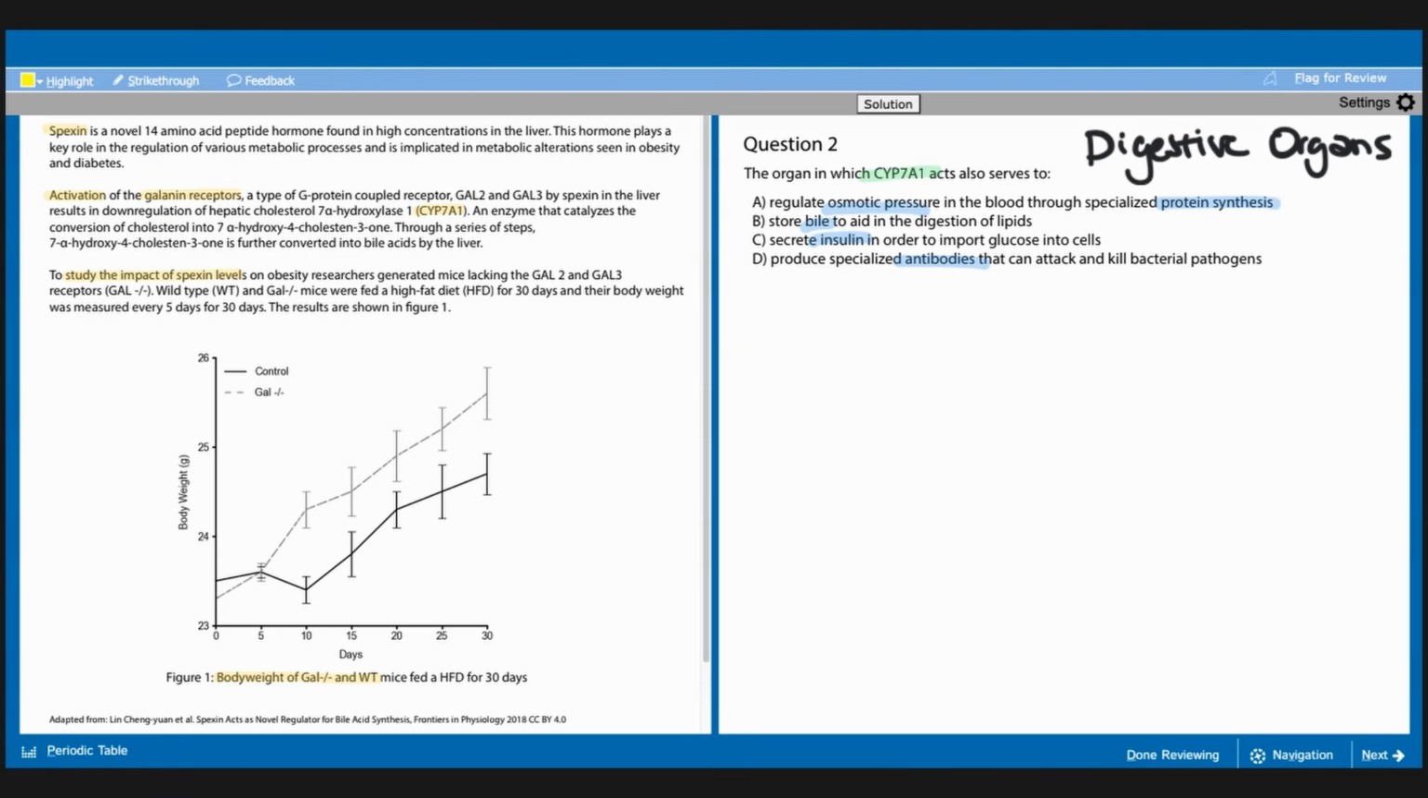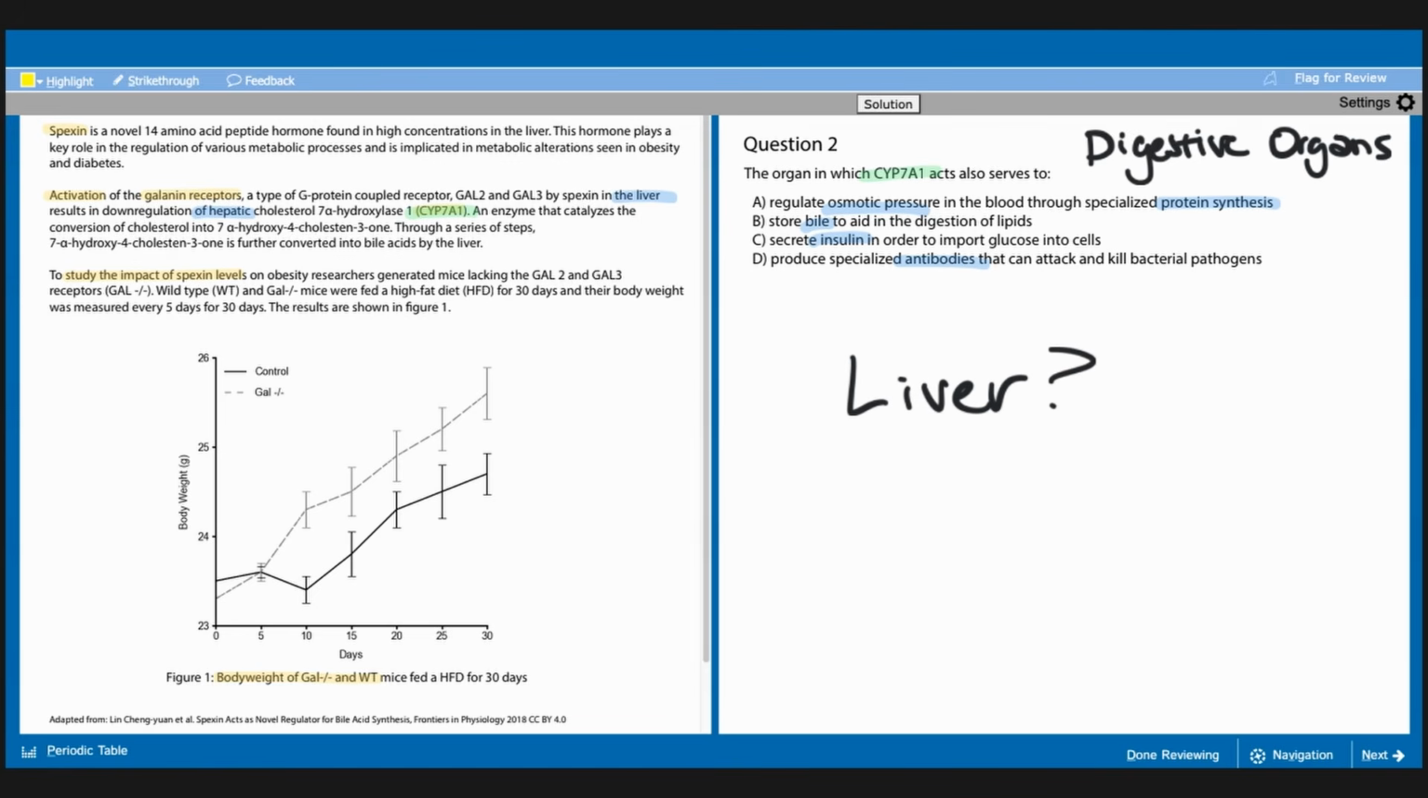So here it says that activation of the galanin receptors, a type of G protein coupled receptor, GalR2 and GalR3, by spexin in the liver, results in downregulation of hepatic cholesterol, and so on, that enzyme that we were looking at. So it sounds like what we're describing here is the liver. So what I need to figure out is, does A describe a function of the liver? Does B describe a function of the liver? Does C describe the function of the liver? Or does D describe the function of the liver?